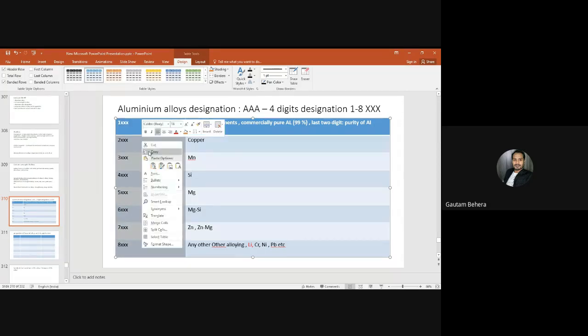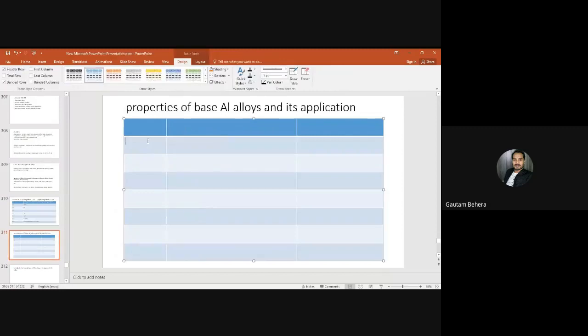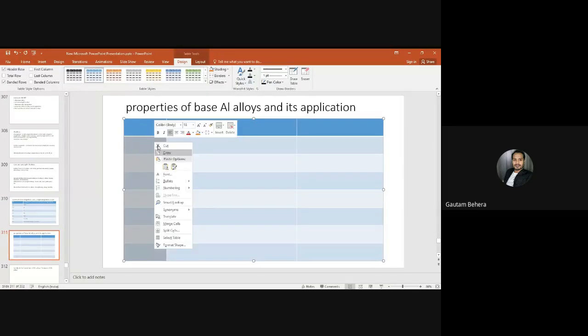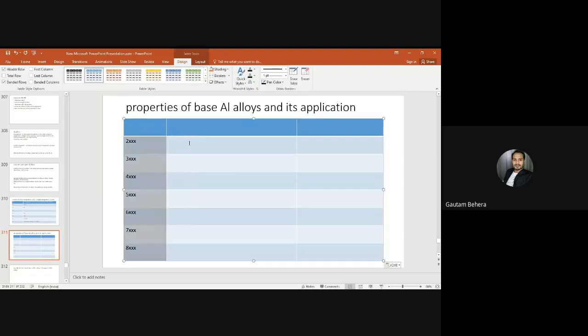I'm excluding the 1000 series because you understand the 1000 series is not an alloy. It's basically pure aluminum. I've inserted this. This is the alloy groups. Now these are the properties, and here the applications.